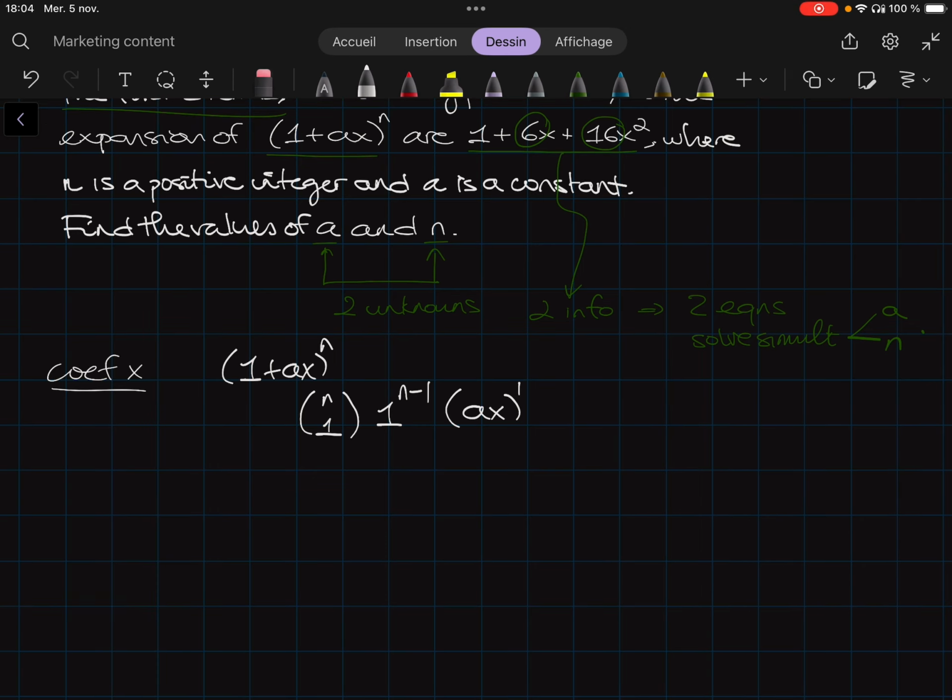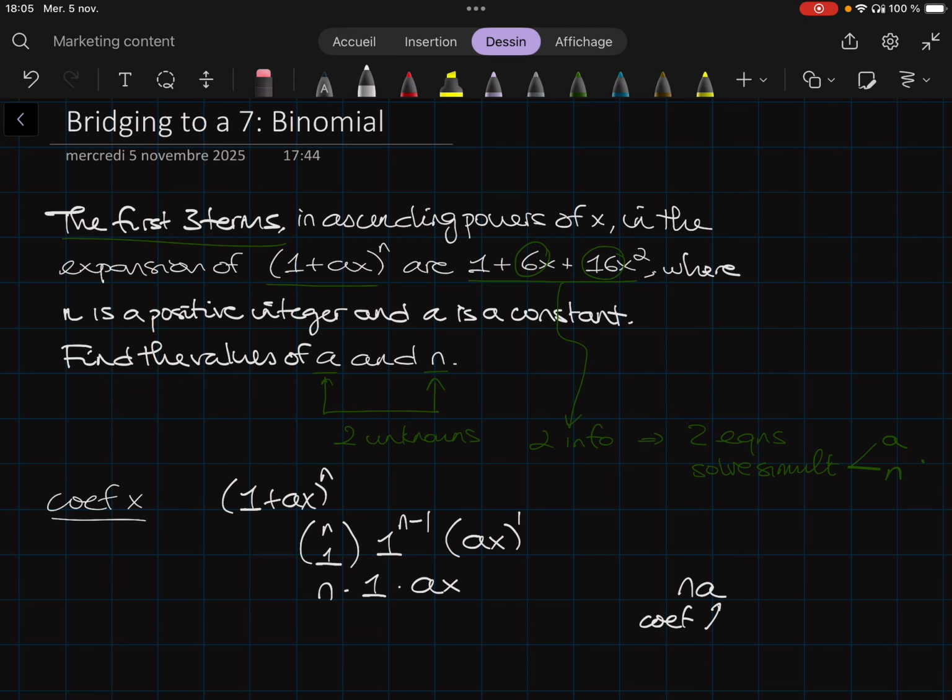N chooses 1 is equal to n. How many ways can you choose one item from n items? N ways. 1 to the n minus 1 is equal to 1. Ax to the power of 1 is ax. Therefore, the coefficient of x is na. And we know that na has to be equal to 6. So this is your first equation.